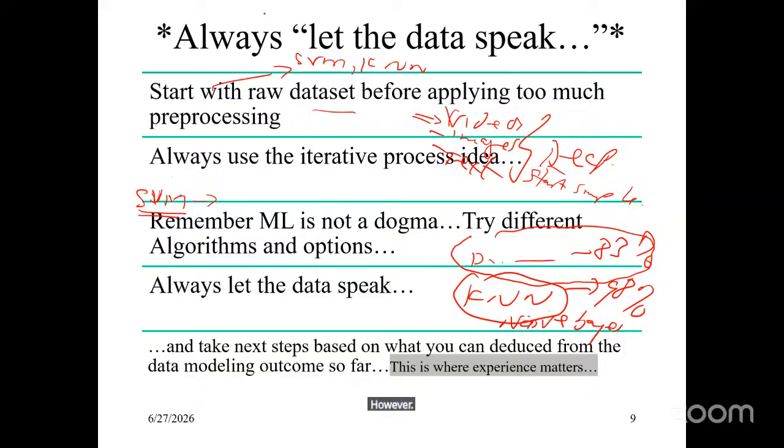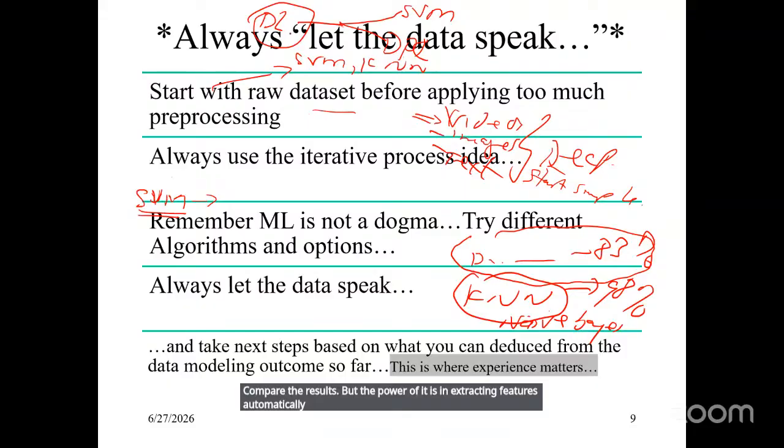However, the moment deep learning extracts the features for you, let the data go into the deep learning classifier, and also go to a standard classifier like SVM. Compare the result, because the power of it is in extracting features automatically. Once the features have been extracted, it can behave like any other classifier. Send those extracted features to support vector machine, let deep learning also do the classification or regression for you, and then check the result.